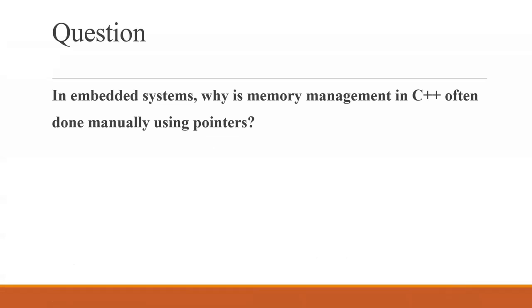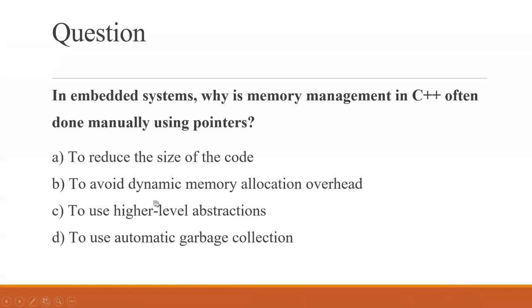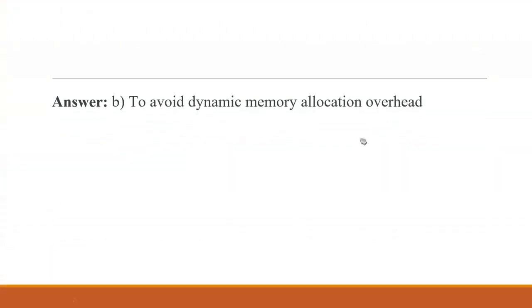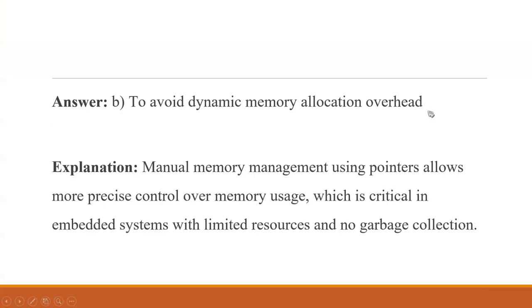So in embedded systems, why is memory management in C++ often done manually using pointers? A, to reduce the size of the code, B, to avoid dynamic memory allocation overhead, C, to use higher level abstractions, D, to use automatic garbage collection. The answer is B, to avoid dynamic memory allocation overhead. The explanation is that manual memory management using pointers allows more precise control over memory usage, which is critical in embedded systems with limited resources and no garbage collection.